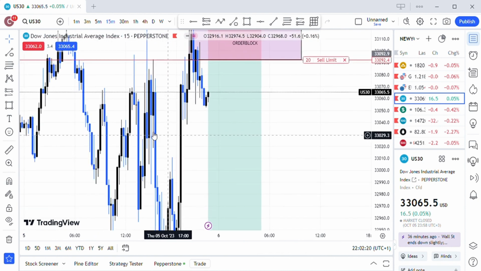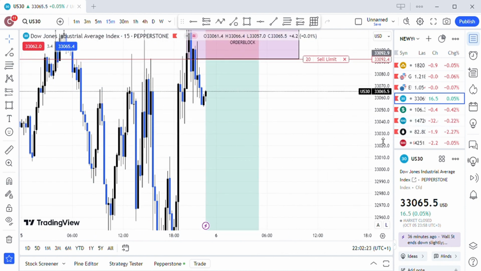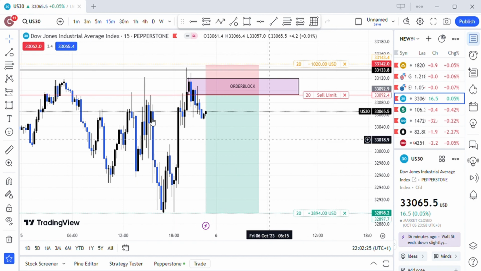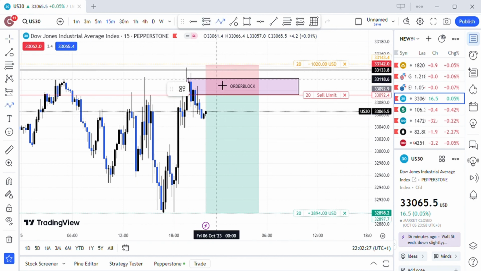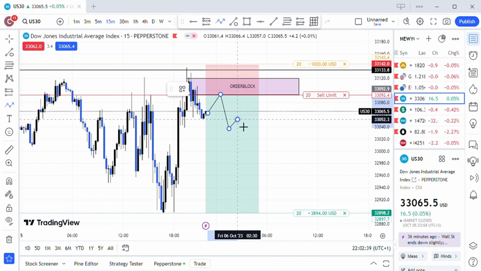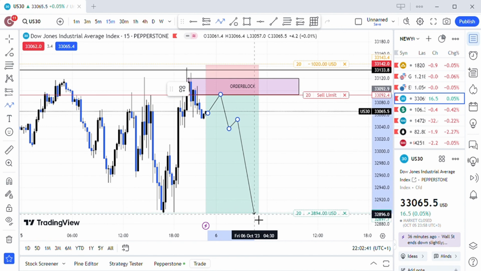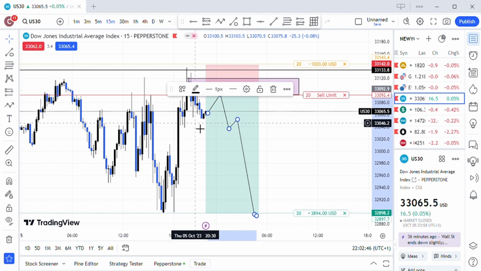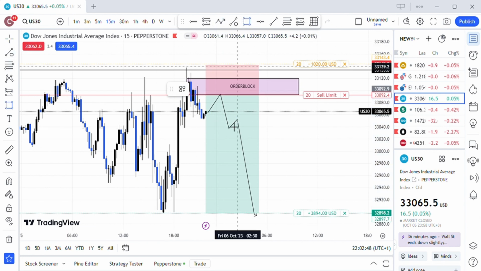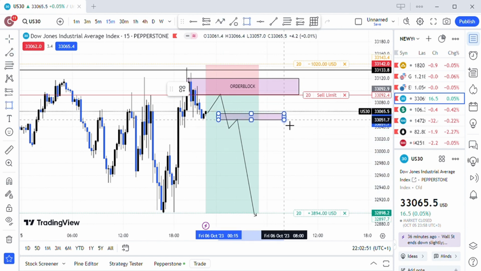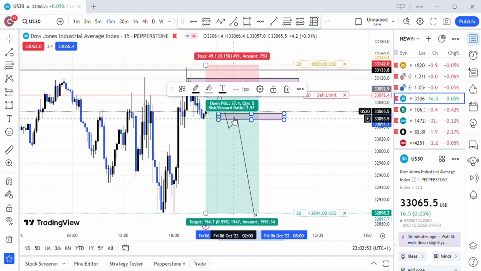What I'm really expecting to happen on the US30 is I want price to pull back to this zone here, to this order block. We test it and kind of come back here. Then I might see a potential fair value gap before the downward push down here. So I'm expecting to see a fair value gap around this zone.